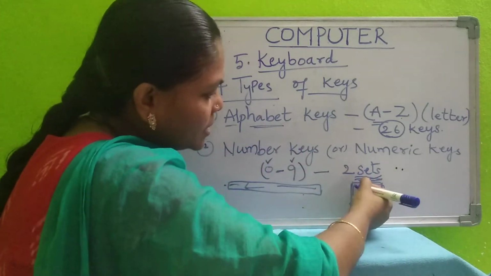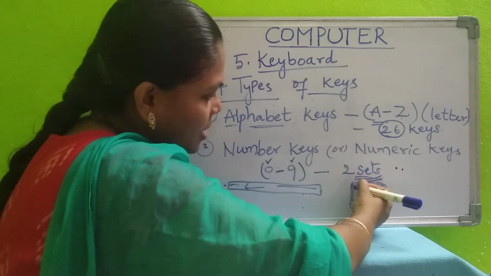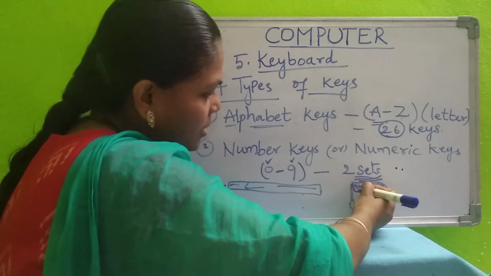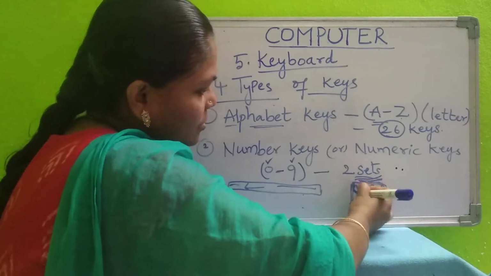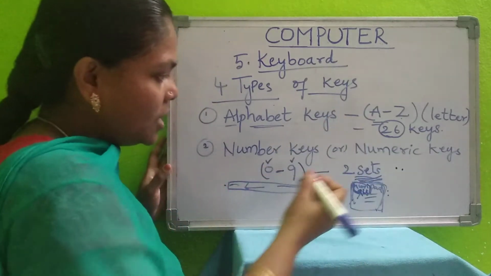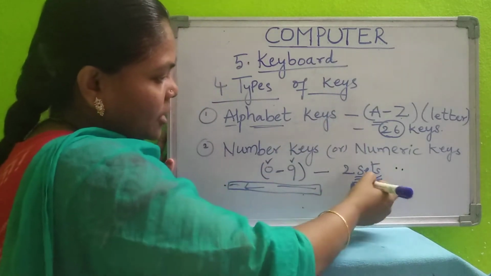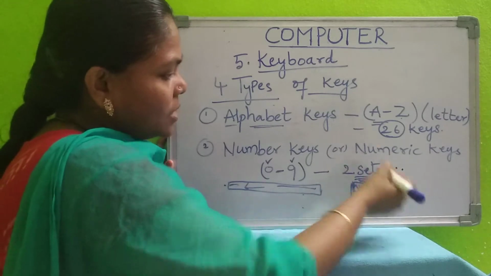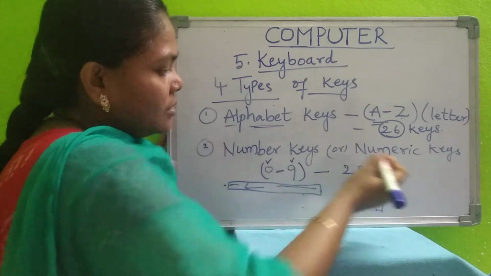So to work with this right side number keys, we have this numlock key. So when you press on this numlock key, it will be activated. And you can use this number pad here.